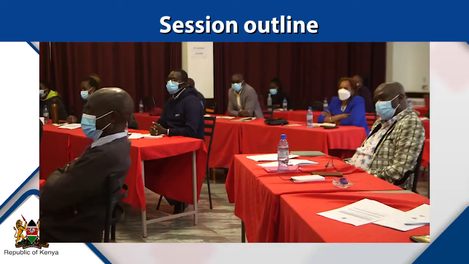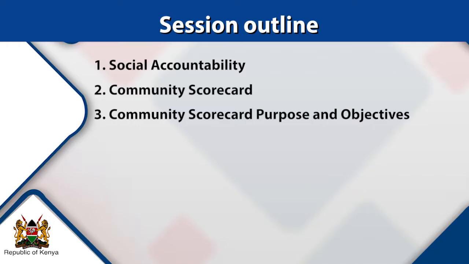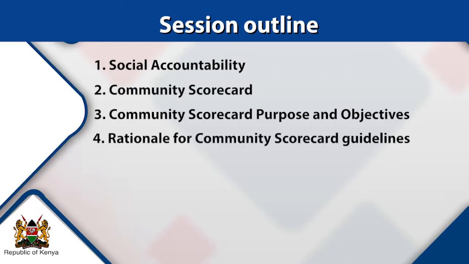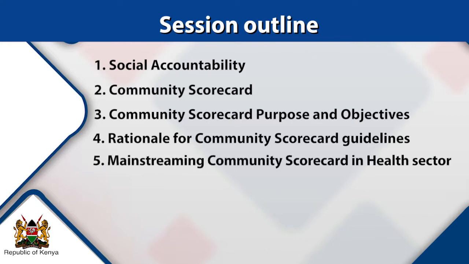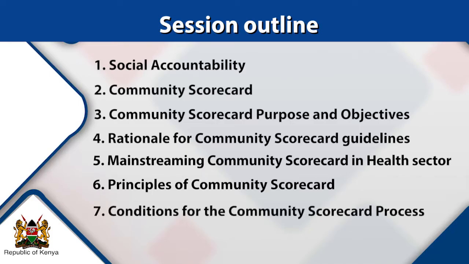Session outline. 1. Social accountability. 2. Community scorecard. 3. Community scorecard purpose and objectives. 4. Rationale for community scorecard guidelines. 5. Mainstreaming community scorecard in health sector. 6. Principles of community scorecard. 7. Conditions for the community scorecard process.